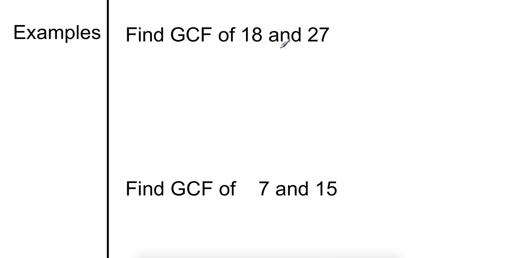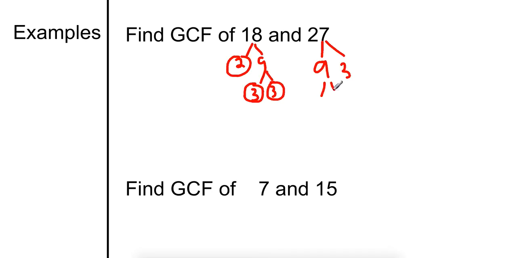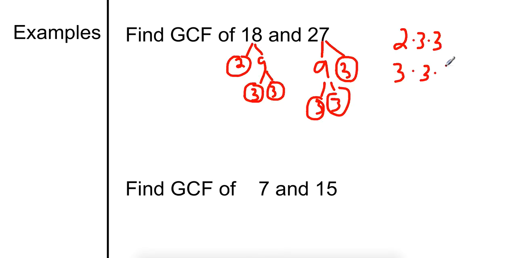All right, welcome back. So here we go. 18, I would do 2 and 9 and 3 and 3. So I have 2 is prime, 3 is prime, and 3 is prime. 27, I have 9 and 3, and 3 and 3. Okay, so now I'm going to write them out. I have a 2 times 3 times 3, and I have a 3 times 3 times 3.